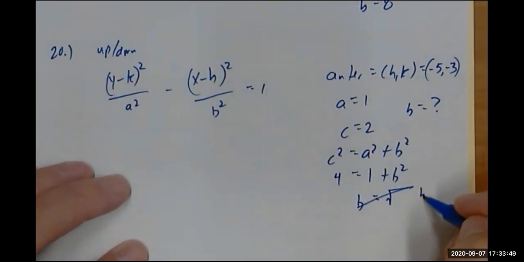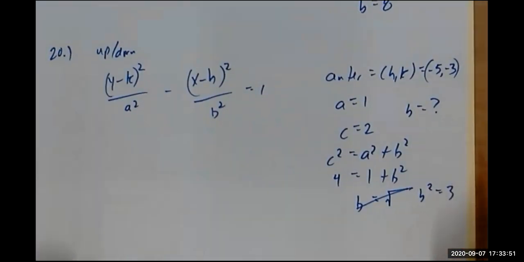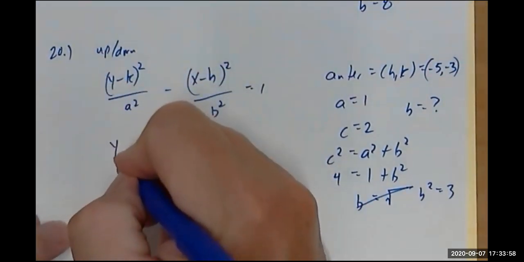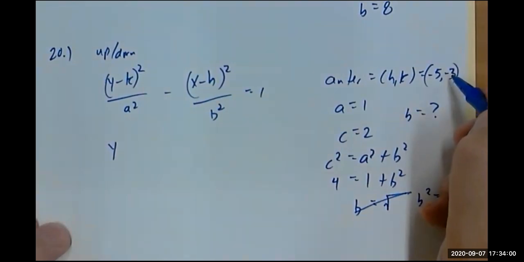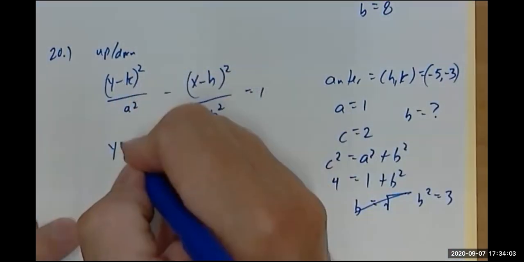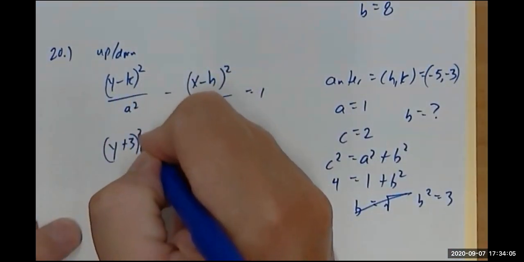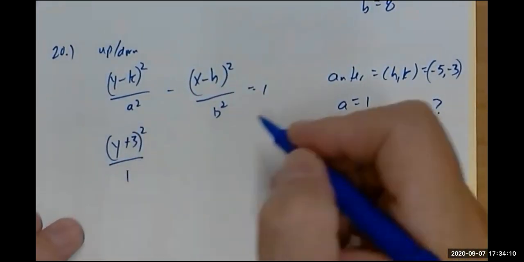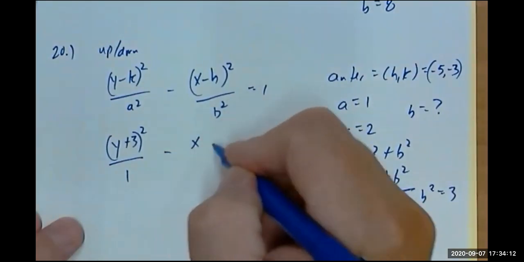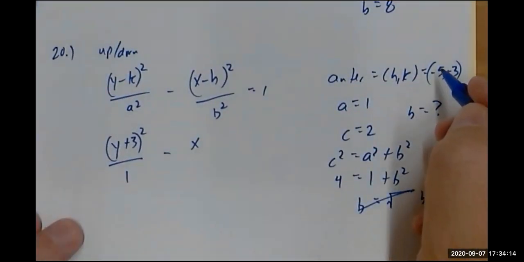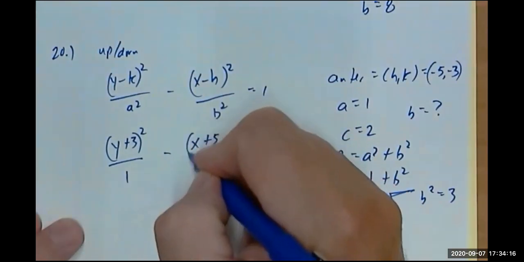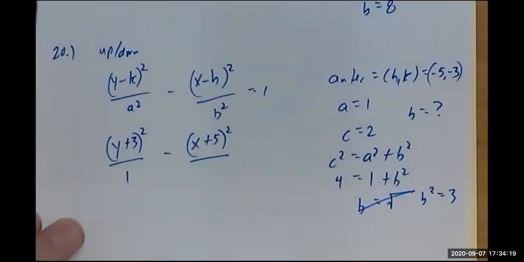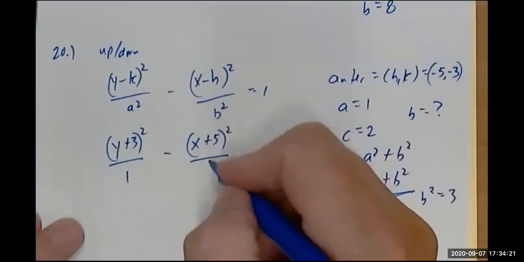Actually, all I need is B squared. I don't need the actual value of B. So I think I have what I need. So y minus k, k is negative 3, minus a negative 3 is y plus 3 squared over a squared, which is 1, minus x minus h, x minus a negative 5 is x plus 5 squared. B squared is 3.